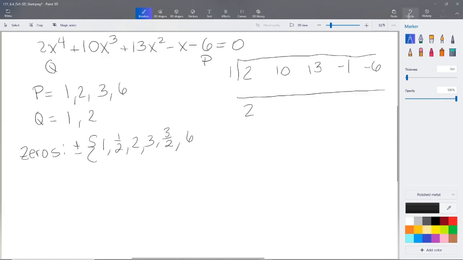We bring the 2 down. And we say 2 times 1 is 2. So we put the 2 here. 10 plus 2 is 12. Remember, you're always adding. Unlike regular division where you subtract the terms, in synthetic division, you're always adding. 12 times 1, well, that's 12 again. 13 and 12 makes 25.